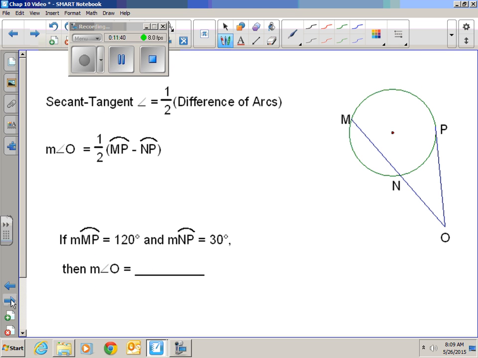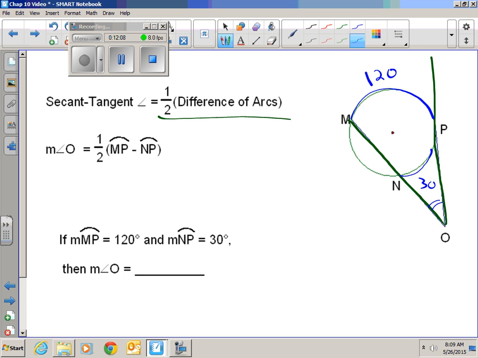The secant tangent, again, the angle is equal to half the difference of the arcs. Okay? And again, notice this is a secant tangent. We have a secant. We have a tangent. This angle is going to be half the difference of these two arcs. So if the first arc is 120, the second arc is 30, the measure of the angle is going to be 120 minus 30, all divided by 2, which is 90, divided by 2 is 45.